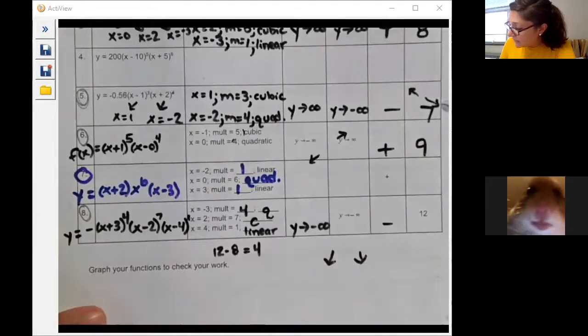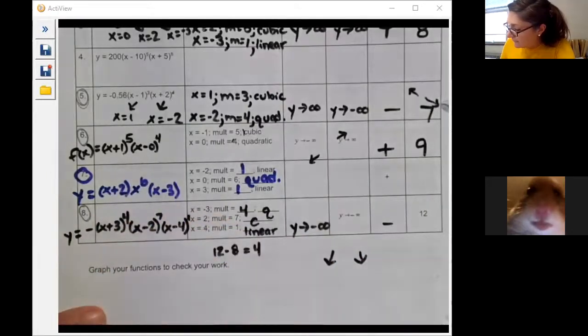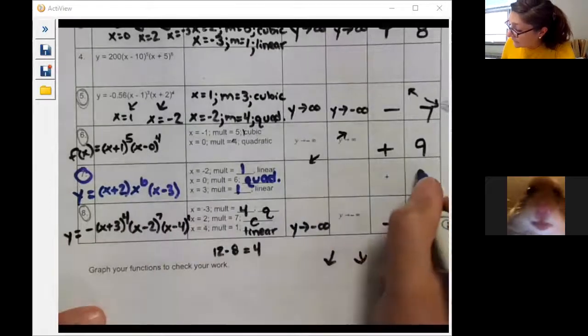Now that I have my function, I can use the function that I've written to get my degree. So my exponents are 1, 6, and 1. Add those all up and I would get 8.